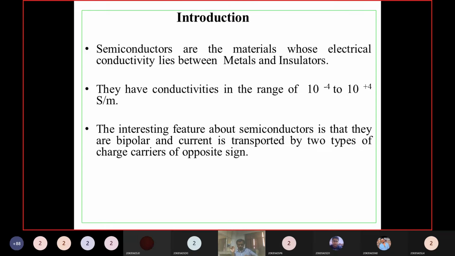What are those two types? The first one is electrons, the second one is holes. Through holes current passes, and through electrons also current passes. That's why we call semiconductors bipolar. So in semiconductors, current is passing due to electrons as well as holes.